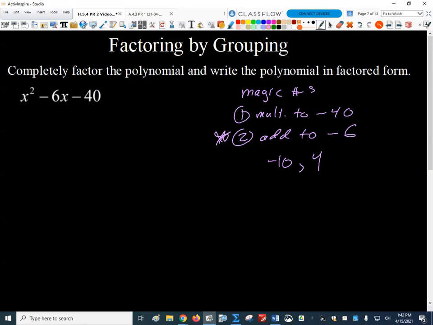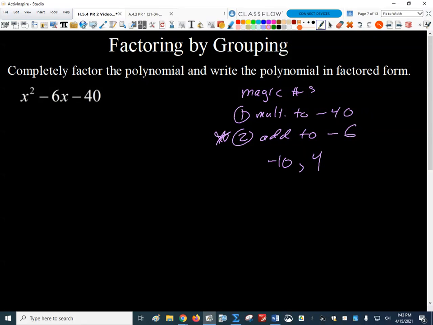So how could I break this into 4 terms instead of 3? Which term am I going to split to make 4 instead of 3? Hint, the magic numbers add to -6. What do you think? Liliana, you have an idea? Say it again. -6 has to be split, doesn't it?